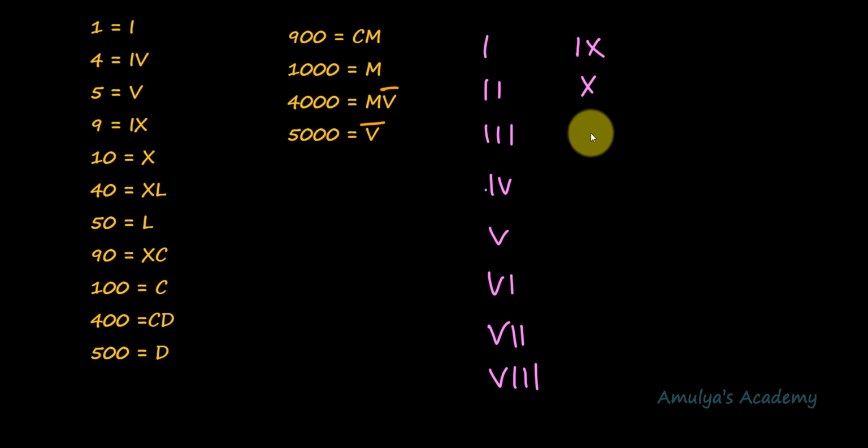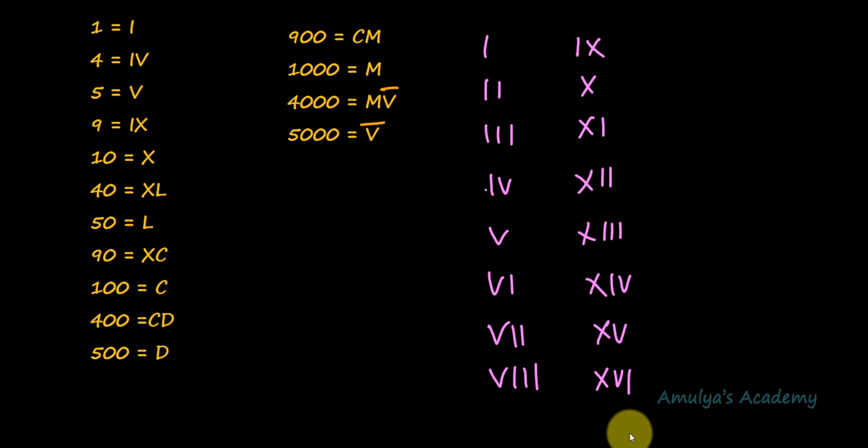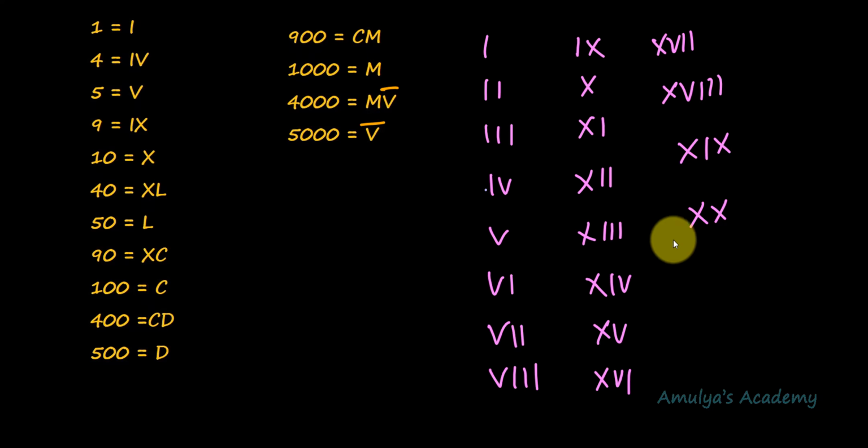Now 10, 11, 12, 13. Now for 14, 10 plus 4, 10 plus 5, 10 plus 6, 10 plus 7, 10 plus 8. Now for 19, so 10 plus 9, so 9 is 1 X. For 20, you need to represent like this.